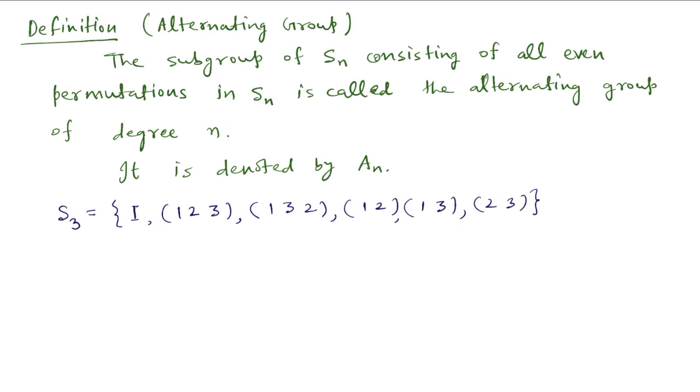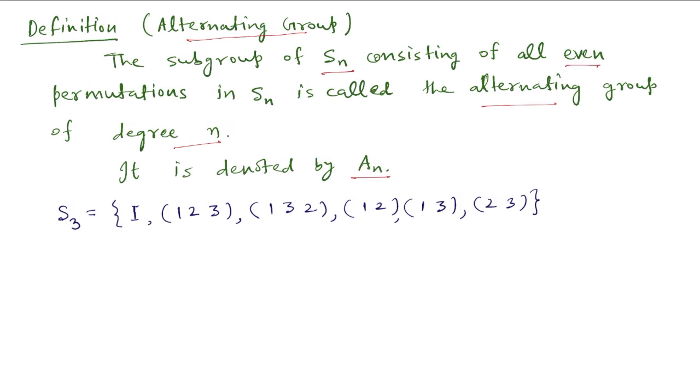We can now define the alternating group. The subgroup of Sn that consists of all the even permutations in Sn is called the alternating group of degree n, and we denote this group by An. So as an example, let us find out the alternating group of degree 3.